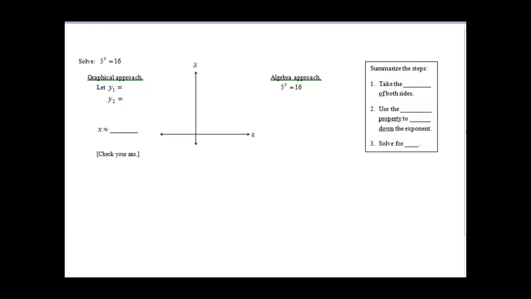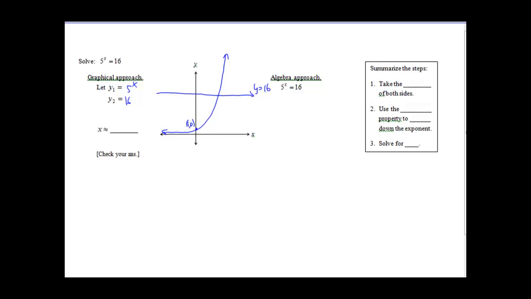Solving. If we have 5 to the x equals 16, what if the base 5 cannot be the same as 16? Well, graphically we can do this. Let y1 be 5 to the x power, and let y2 equal 16. If we graph this on a graphing calculator, y2 equals 16 is just a horizontal line at 16. If we graph 5 to the x, it goes through 0, 1, the y-intercept, and as we keep graphing it, you get this exponential model going up.